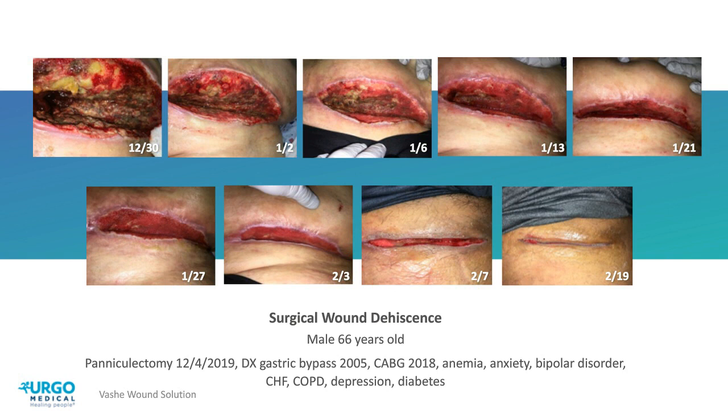This was another patient of mine. He was sent to me from one of our plastic surgeons. He was a 66-year-old male who had a panniculectomy, say that fast, for a surgical wound dehiscence. He was a gastric bypass, lost over 100 pounds, and ended up ultimately with a tummy tuck to kind of snug up that loose skin that he had. In addition to that, he had other comorbidities such as anemia, CHF, COPD, depression, diabetes. Kind of ran the gamut like a lot of our patients do with their comorbid conditions.